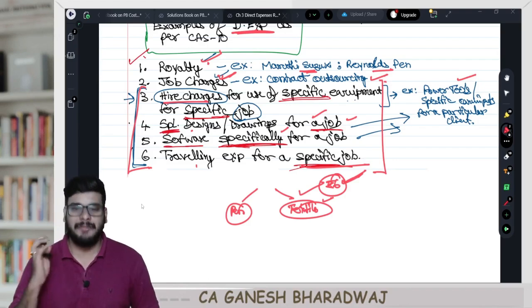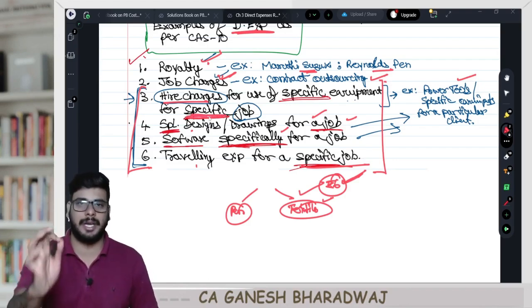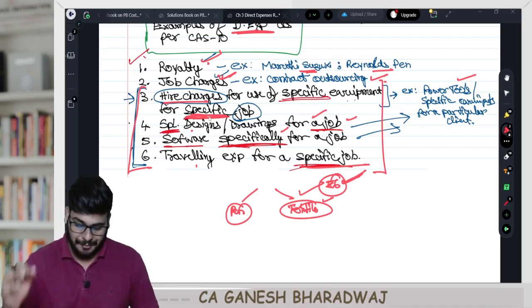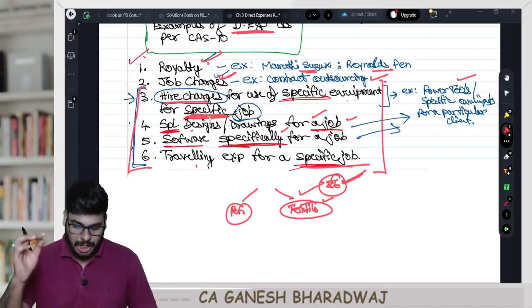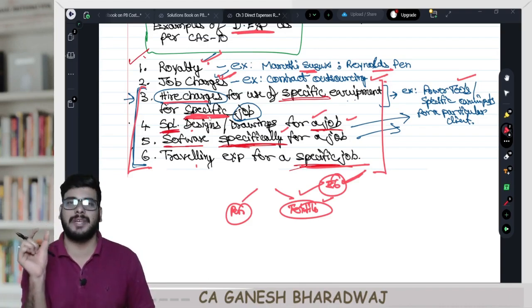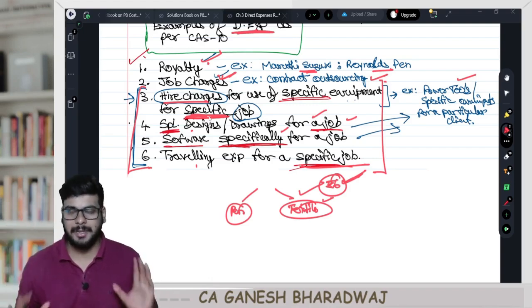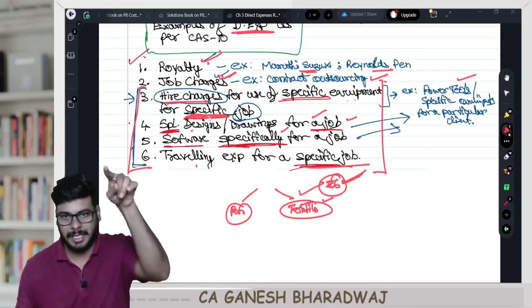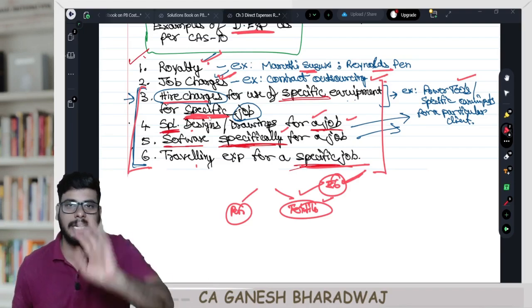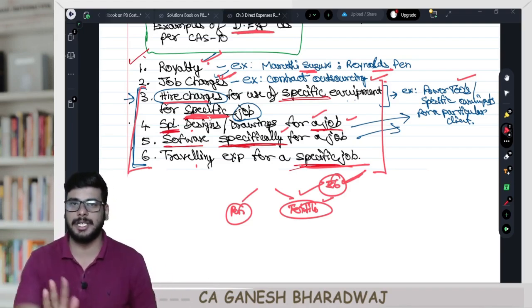Number two, wherever you find the word specific, that is specific hire charges, specific designing or drawing costs, specific software costs, if they give you the word specific, then categorize it under your direct expense. Simple reason, the moment they are saying specific, it means it is for a particular job. Then it is directly traceable. Then it is an expense directly traceable to a job. It's a direct expense. It's not an indirect expense.